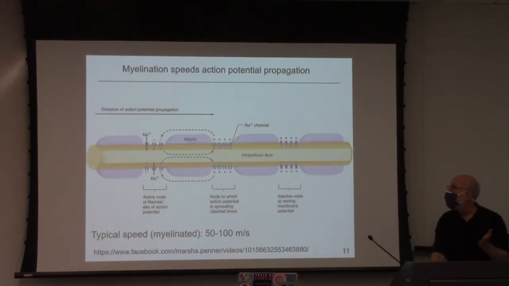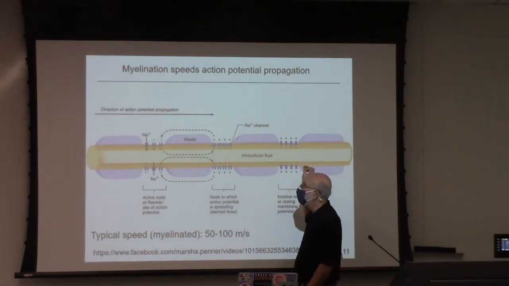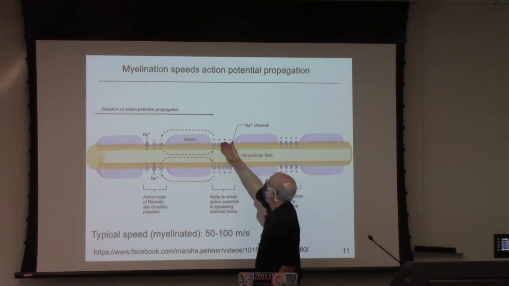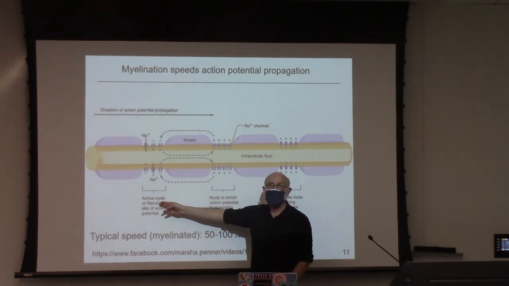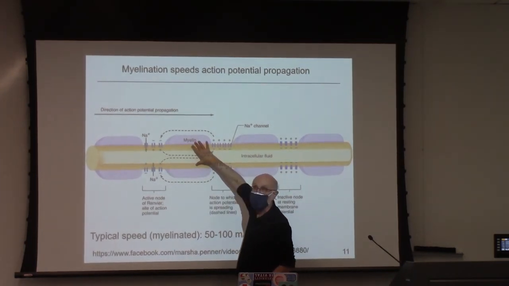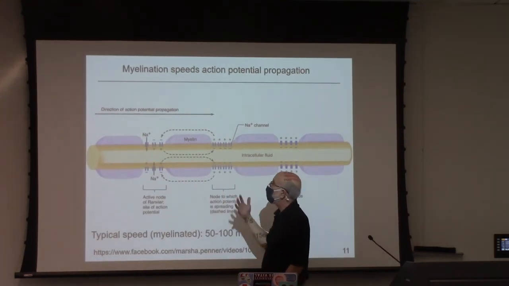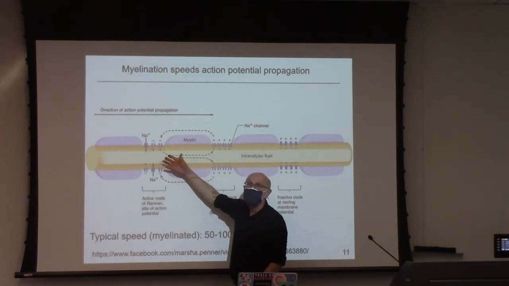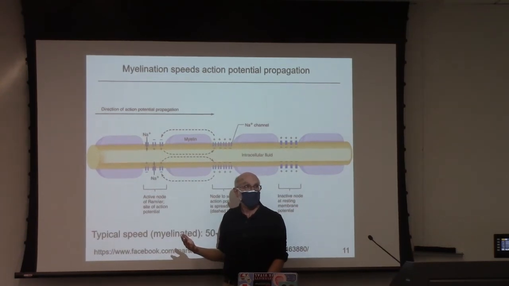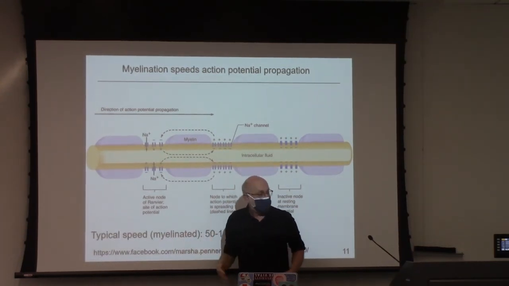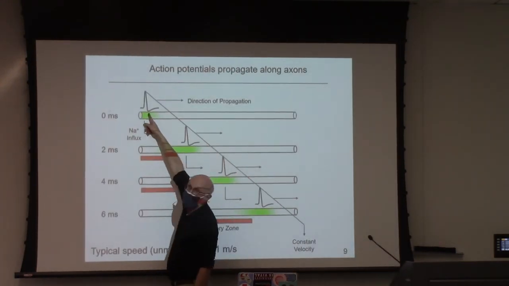So let's talk about myelination a little bit more. Here's a cartoon of an axon, a tube. Here are the nodes of Ranvier, where the axon is not covered with myelin. So here is the node, and here is the myelinated region. In this cartoon, this node has just fired an action potential. Sodium is flowing in through the voltage-gated sodium channel. It is depolarized. It is in the midst of this.